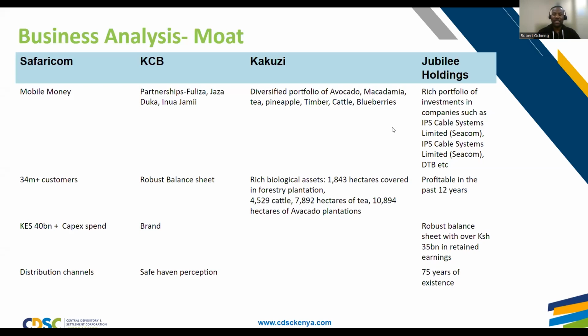And they also have stakes in companies such as DTB, TPS, Serena. So that means that even in tough years, when you have tough economic conditions, they're still getting dividends from some of these investments that had already broken even. So that can keep them going. And they've been consistently profitable, even as some insurance companies tend to fluctuate and make losses in some years. They also have a robust balance sheet with over 35 billion retained earnings, so they're well capitalized to take advantage of investment opportunities.